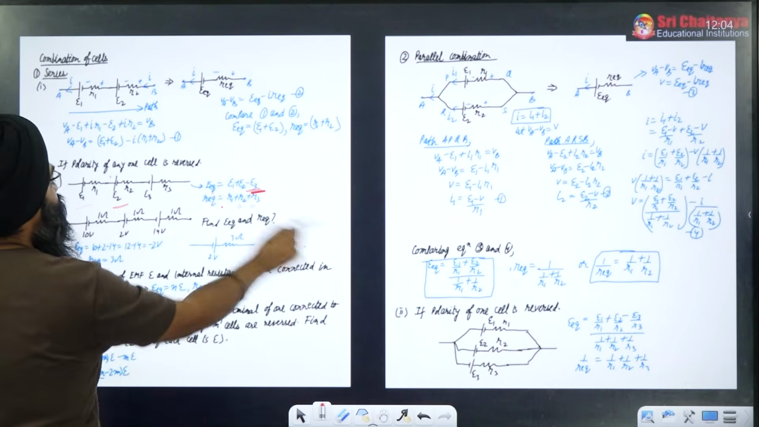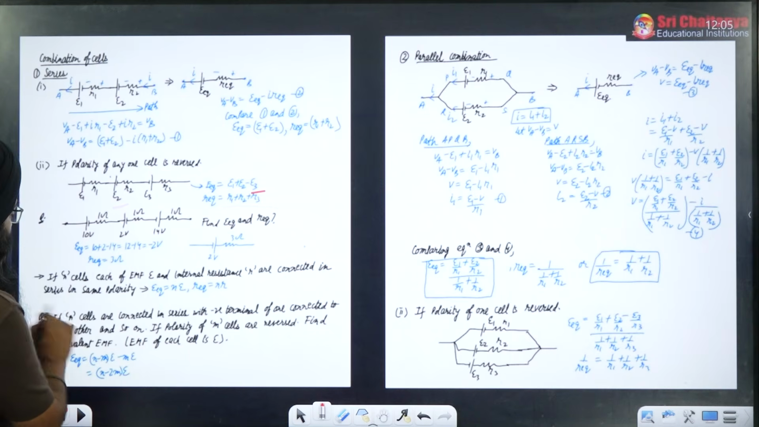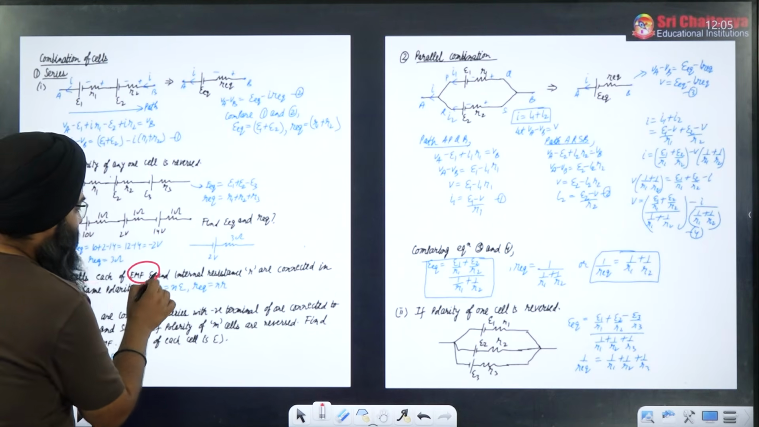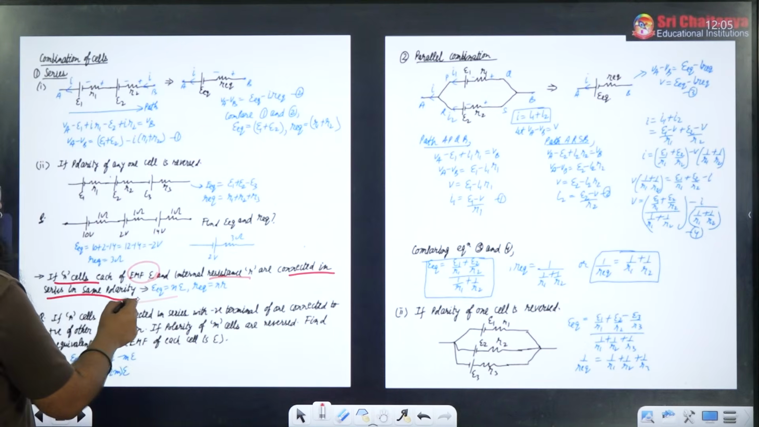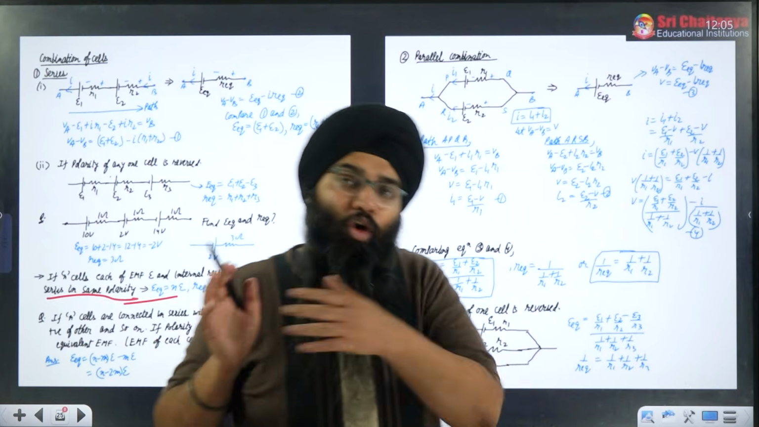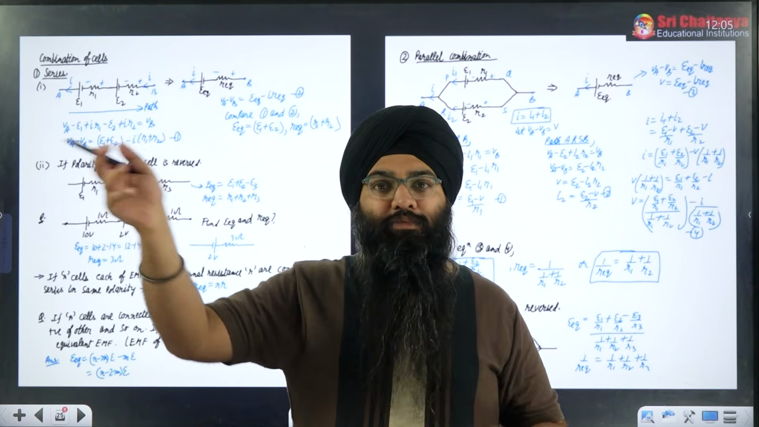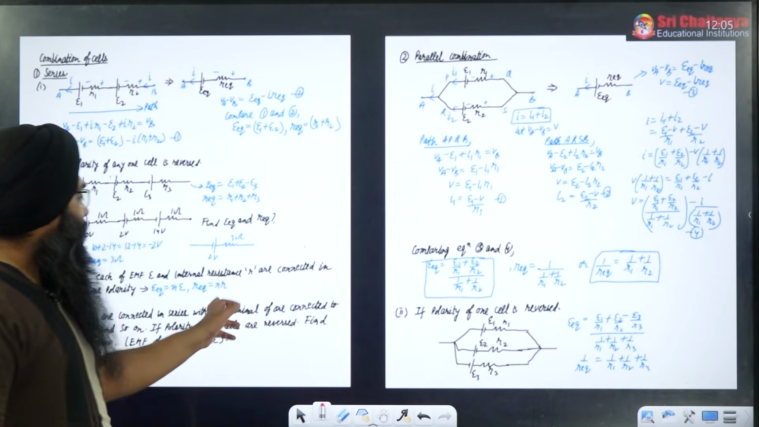R equivalent will be equal to R1 plus R2 plus R3. One more thing, please remember, a very important point. Suppose you have n cells and all the cells have EMF E and internal resistance R, and they are connected in series in the same polarity, then what will happen? Very simple. If you have n cells, all with the same polarity, then the equivalent EMF will be E plus E, n times. That will be nE, and similarly the internal resistance will be nR.